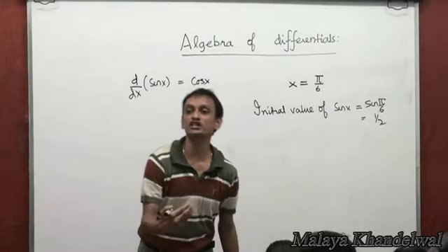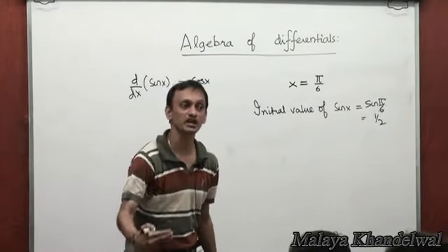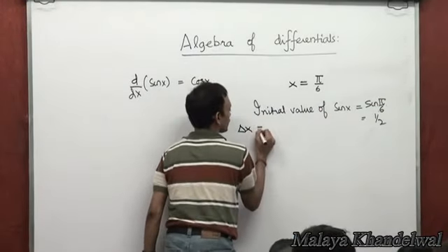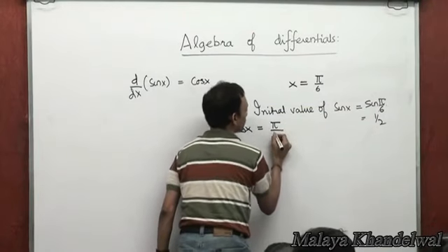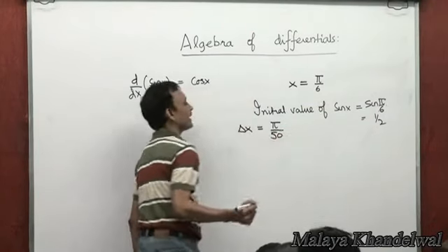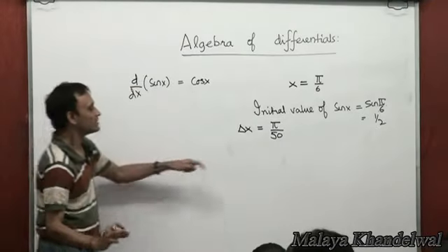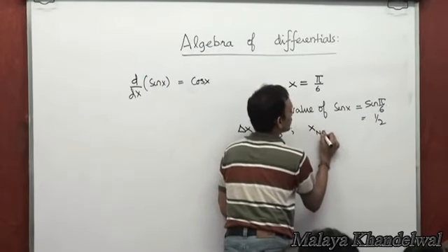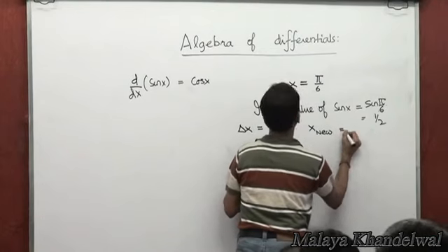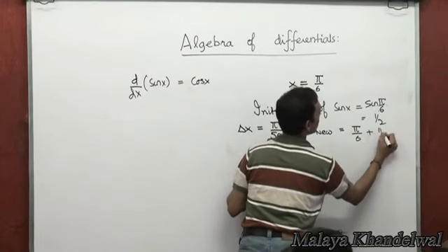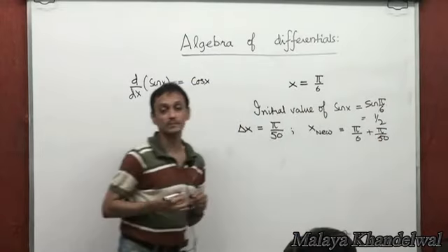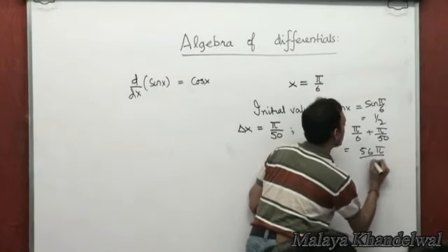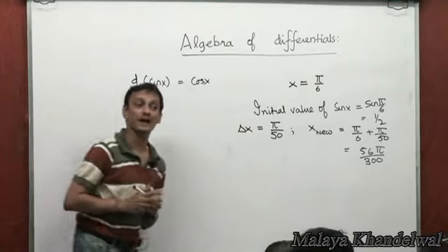Now, I change x by a small amount. Change x by an amount pi by 50, where pi is 3.14 approximately. So change in x is pi by 50. What is the new value of x? The new value of x is pi by 6 plus pi by 50, which is like 56 pi by 300. That's the new value of x.